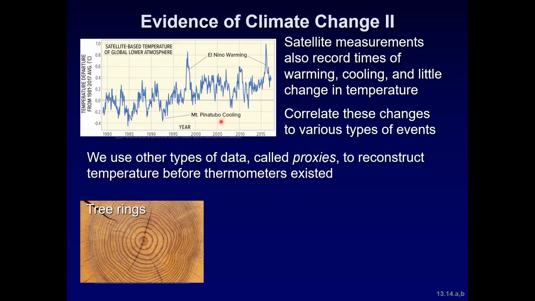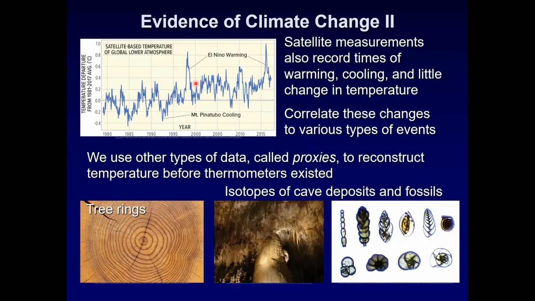Let's see. We have a cooling event. We have El Nino warming. And we can see what has changed over time in very recent history that way. But we can use other types of data called proxies to reconstruct temperature before thermometers even existed, such as tree rings, showing how long our warm growing season was versus our cool season. And then isotopic data from cave deposits and fossils can lead us to indications about temperature conditions.